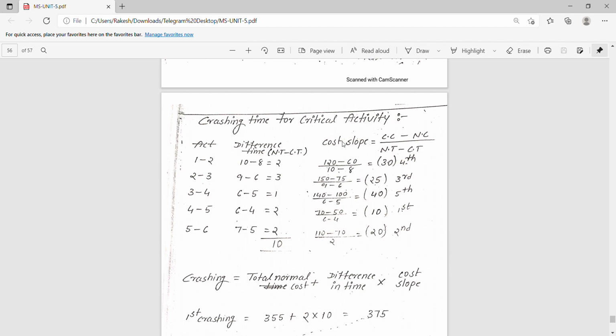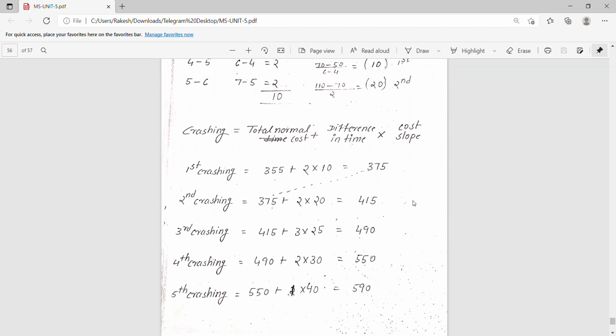Cost slope you have to calculate, and with the help of the cost slope only we will find which activity is going to crash at which time. Cost slope formula I already said: crash cost minus normal cost by normal time minus crash time. These four values are given in the question itself, and if you substitute for 1 to 2, those values are different; for 2 to 3, those values are different. In this way, if we calculate, the least will crash first, next the second position, next third, next fourth, next fifth.